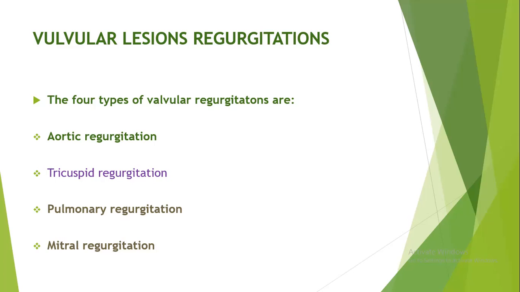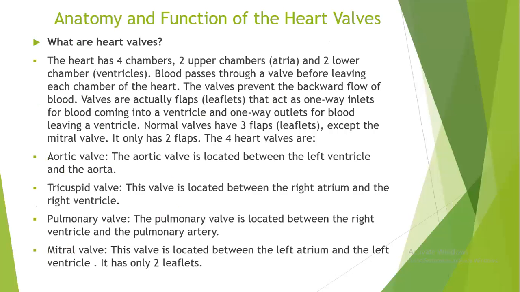We are going to present to you valvular lesions: regurgitations. There are four types of valvular regurgitations, which result from the valves themselves being dysfunctional: aortic regurgitation, tricuspid regurgitation, pulmonary regurgitation, and mitral valve regurgitation.